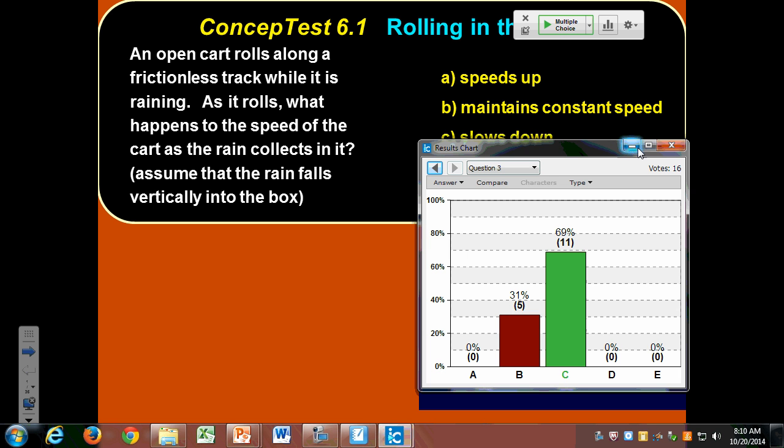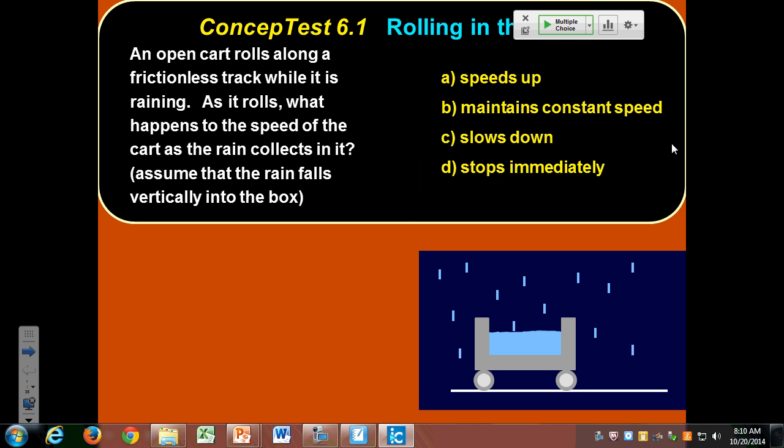Okay, C is right. We know that p is equal to mv. If our p remains constant and our mass increases, that means that our velocity has to go down. So the mass is increasing, but the momentum of the system is remaining constant, and so our speed is going to go down.